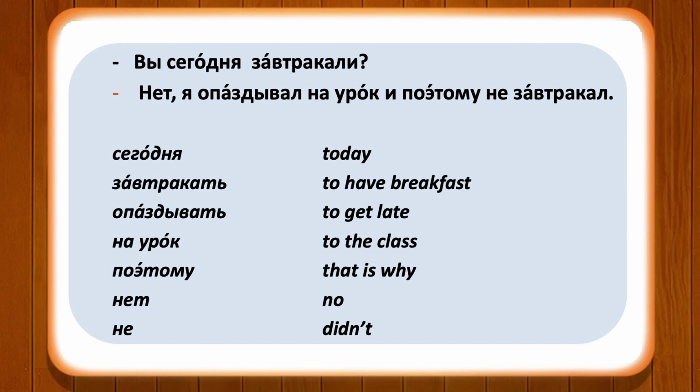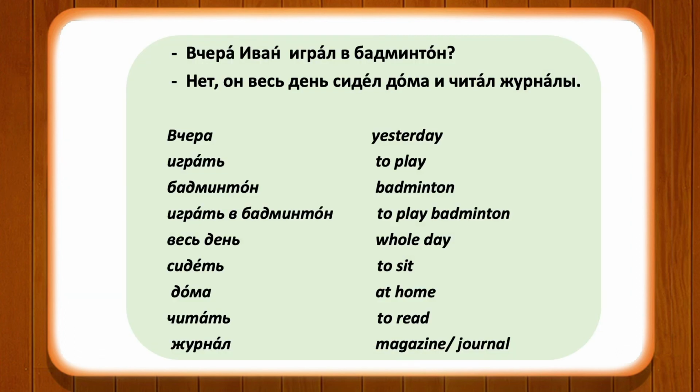The next dialogue is Вчера Иван играл в badminton. The verb used is igraj in past tense in masculine form because of the noun Ivan. Ivan is masculine. It's the name of a boy. So, вчера Иван играл в badminton. Играть в badminton means to play badminton. So, did Ivan play badminton yesterday?